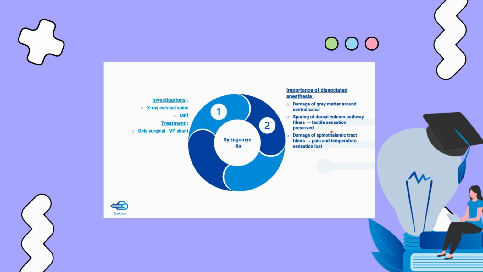So, if there is damage around the central canal, the pathways which are near the central canal will be affected, and that is why in this anterolateral spinothalamic tract is affected and pain and temperature sensation is lost. However, dorsal column remains intact.